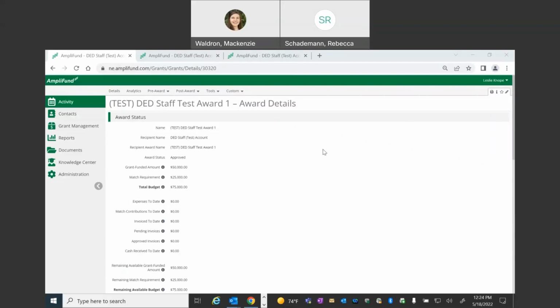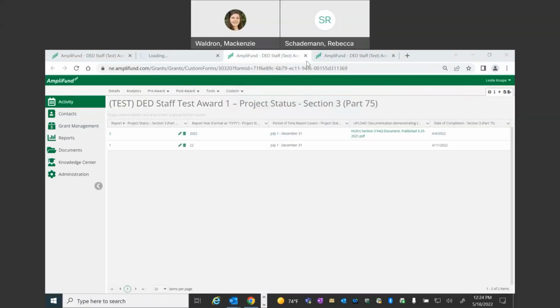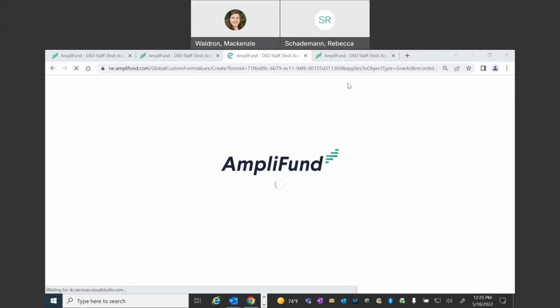Okay, so now we are logged into Amplifund. We have already navigated to our project that needs to follow the 24 CFR Part 75 rules. So in order to navigate to the custom reports, on this project status form, we're going to go to the custom tab, and you'll see there is an item that says project status. You will see in there a form called project status, Section 3, Part 75. You're going to go ahead and open that form. Once that form opens, you will click on the plus sign to create a brand new form. Then that will create a brand new form for you to complete.